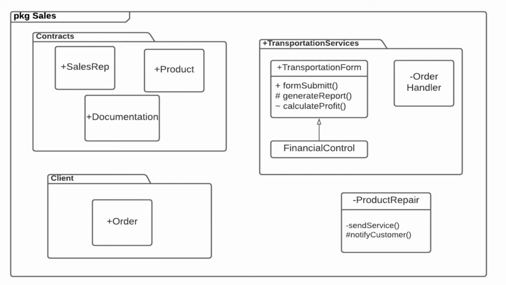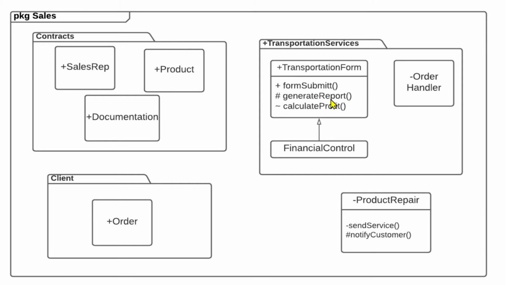When it comes to private visibility, we have the class order handler. Private elements are visible to other elements in the same namespace. So the class transportation form can see the class order handler. The class financial control can see order handler as well, because they are in the same namespace. This namespace is the package transportation services.